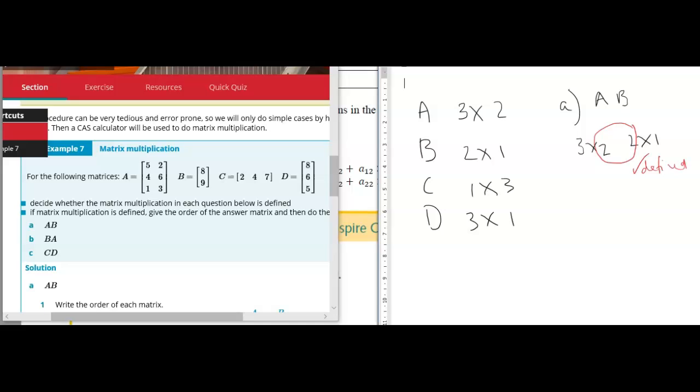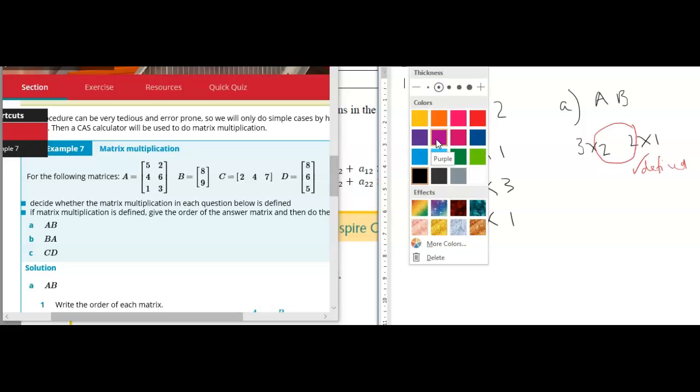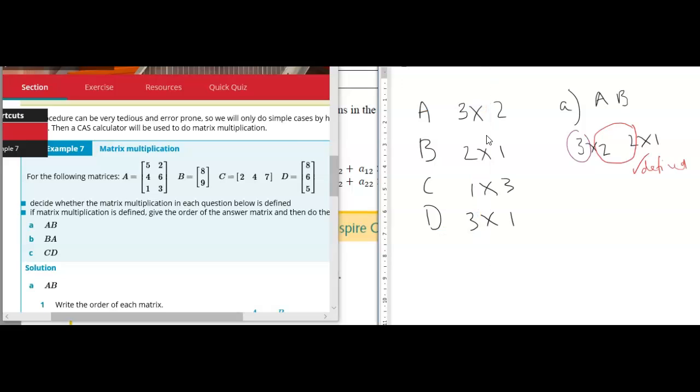And then remember your product matrix, and let's do that in a different color, is just the number of rows from your first and the number of columns from your second. So your answer is going to be a 3 times 1 matrix. It is defined because the number of columns in the first matrix is the same as the number of rows in the second matrix. And since it's defined, let's put its order: 3 times 1 matrix.